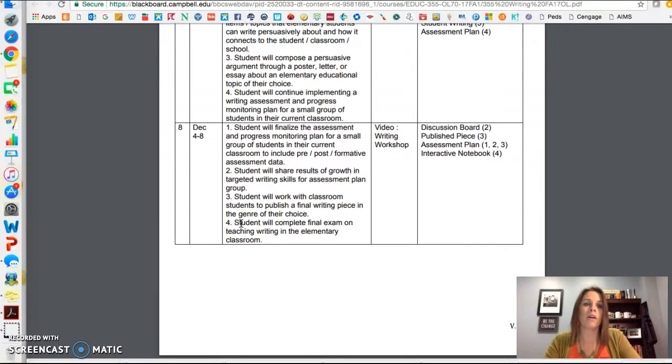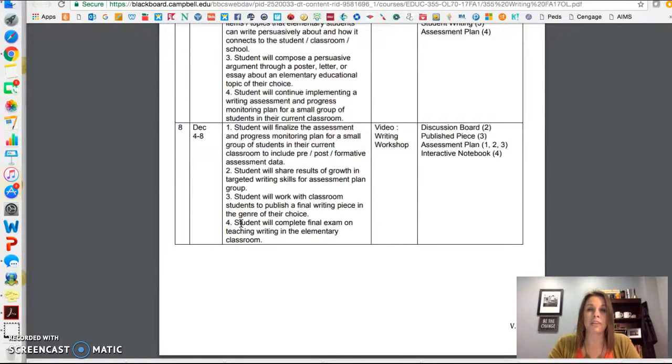Okay, so for week 8, we are going to be working through finalizing your assessment and progress monitoring plan for your small groups of students. So you're compiling all of this into something that you're going to upload. You're including any pre or post data, formative assessment data. So it could be any data that you've had. It could be pre-assessment data from a writing piece before you started your group. So we'll talk more about that next week.